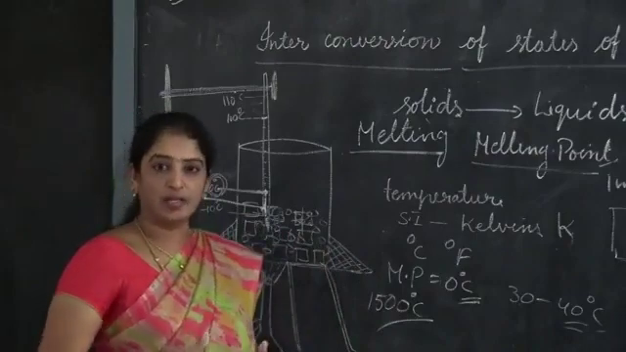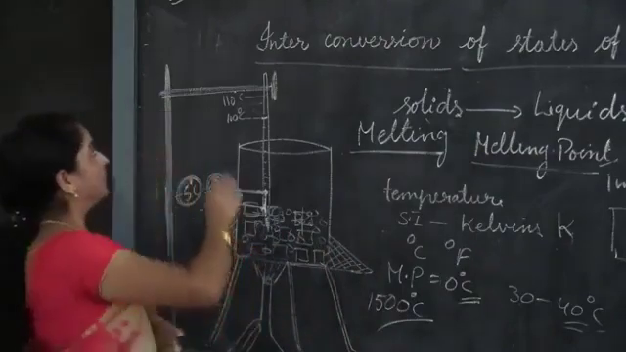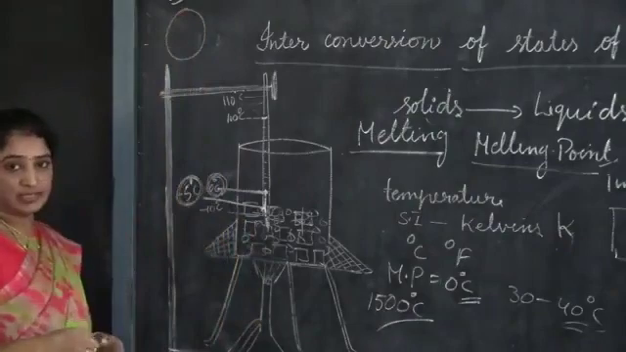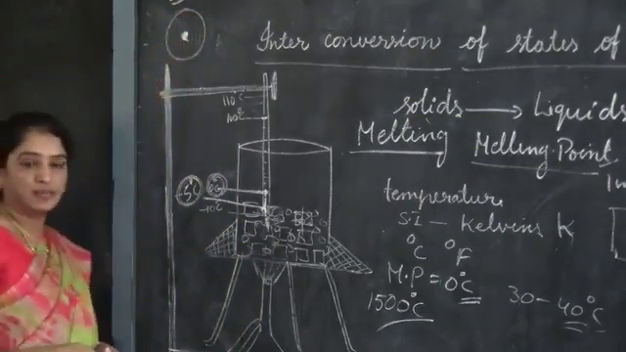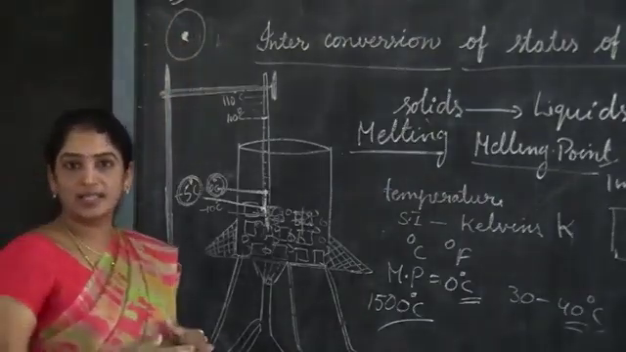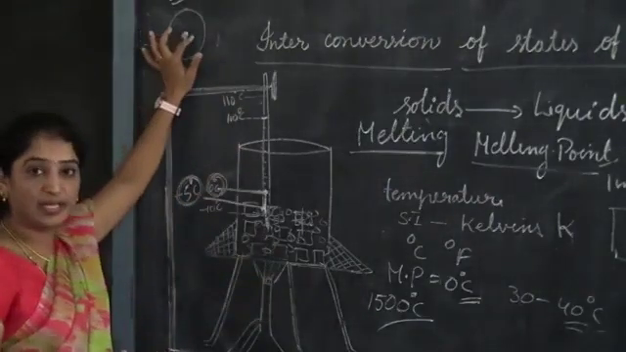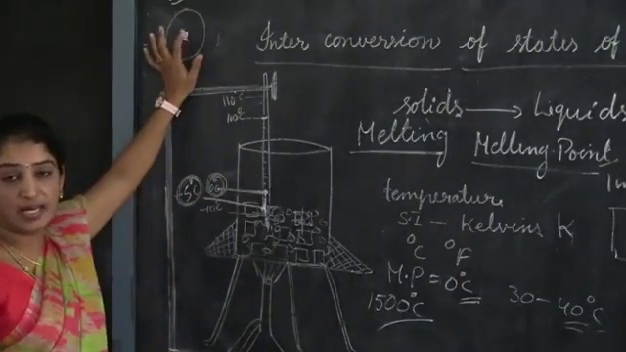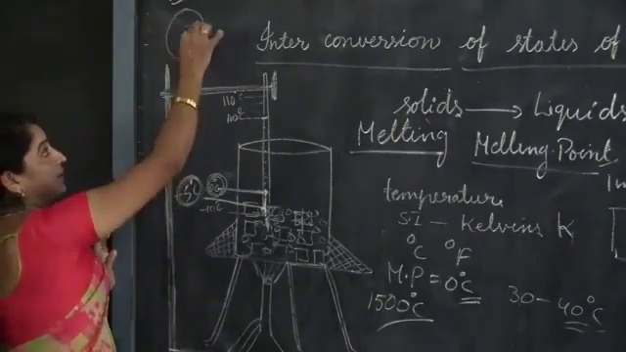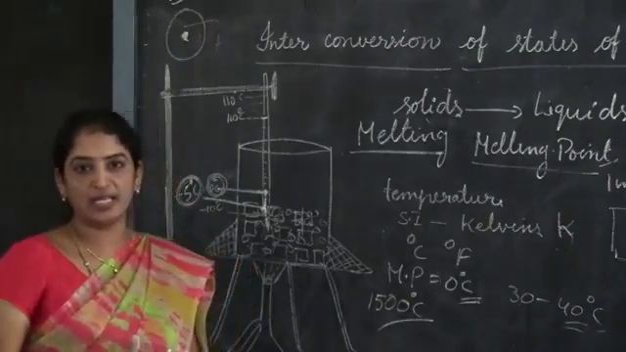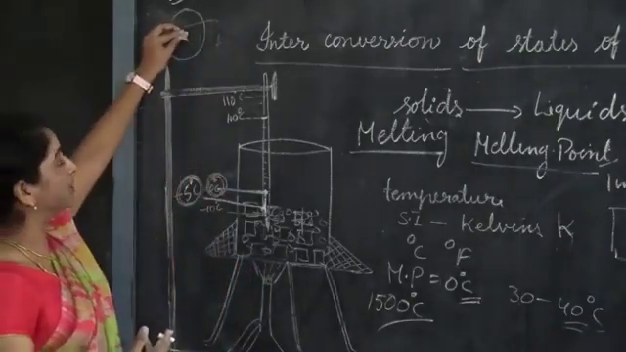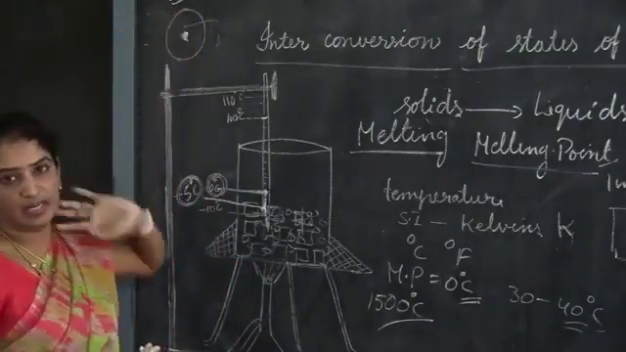And in social studies, you already know that the layers of earth are crust, mantle and core. The metals and minerals exist in the liquid form here. Why? Because here the temperature is very high, 3000 to 6000 degrees centigrade. That is why the minerals are present in the form of liquid.